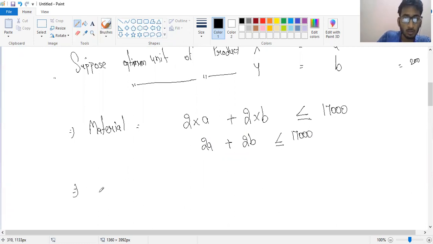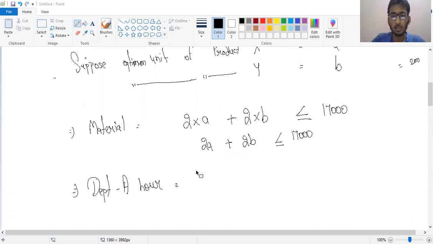The second thing is the department A hours. For making product X, we require 0.5 hours in department A. So I can say 0.5A plus 0.3B would be less than or equal to 3,400 hours.